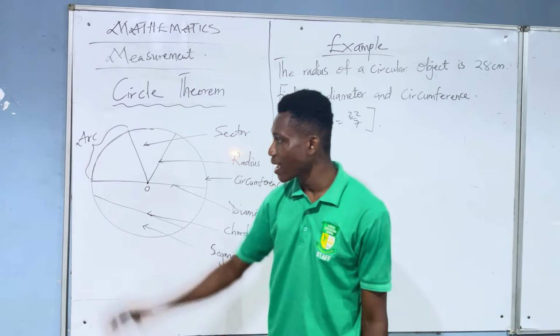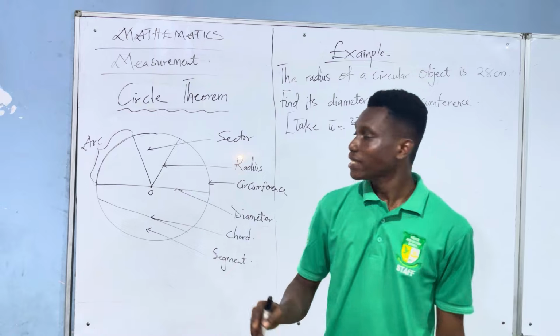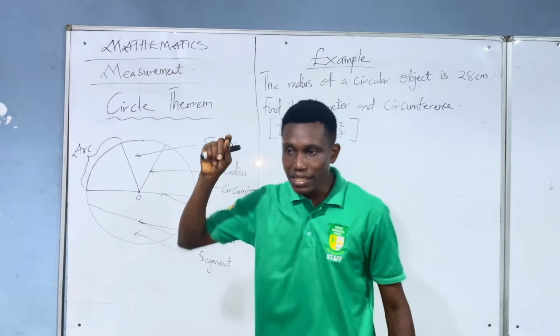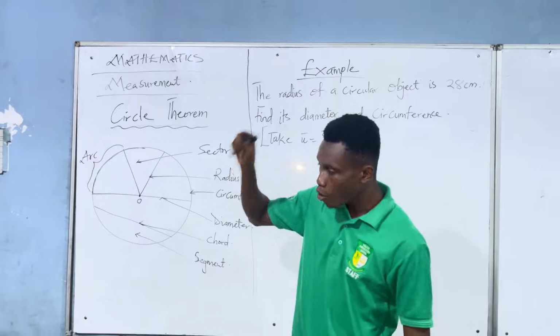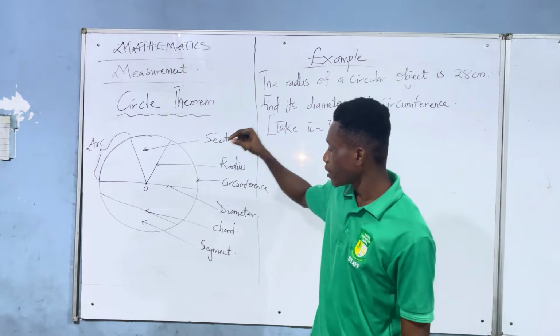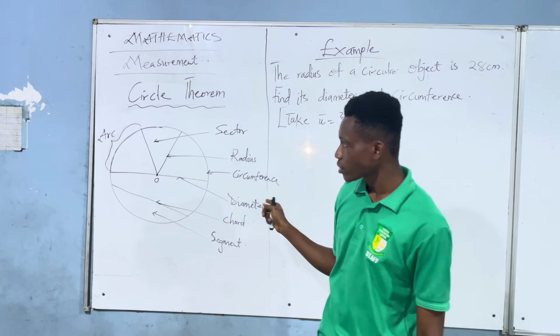Now let's talk about an arc. An arc is any part of the circumference. So an arc falls exactly on the circumference. It's part of the circumference.